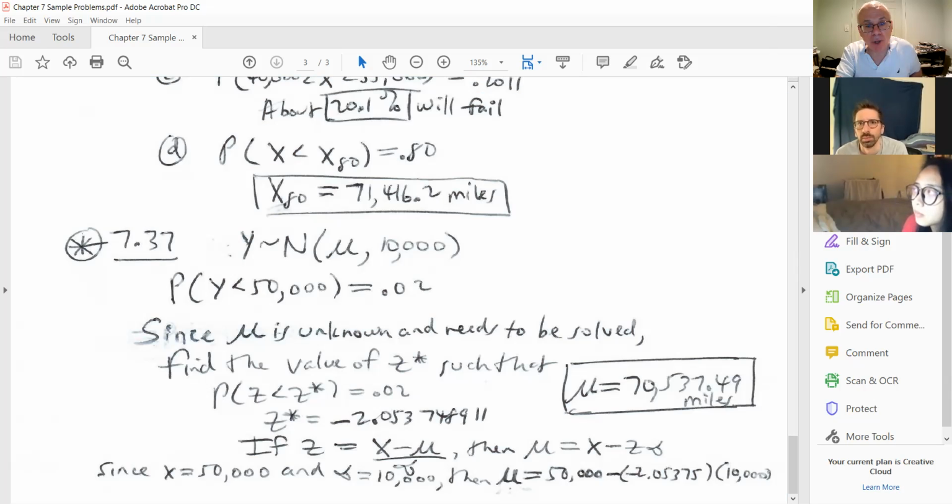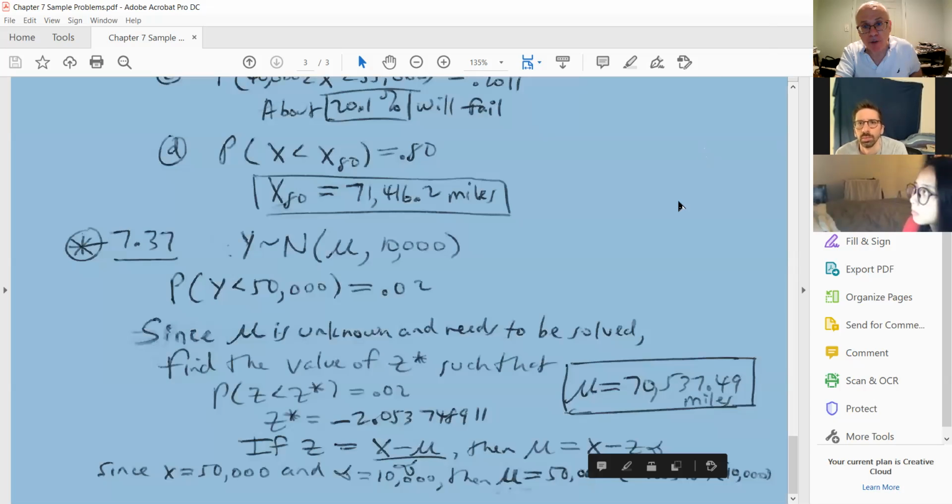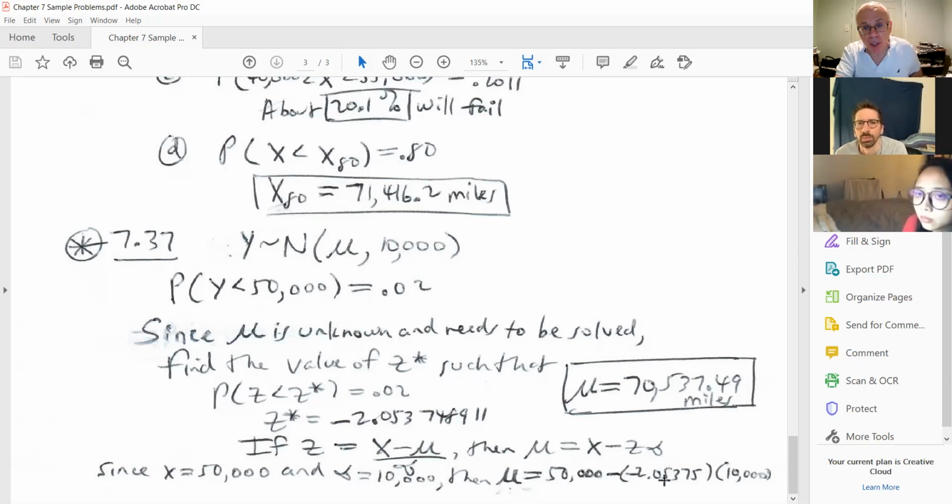The y is 50,000. Okay, the y is 50,000. The z is negative 2.05375. And what is sigma? 10,000. So I do this little bit of arithmetic here, and I got mu is 70,537.49. Obviously, they're not going to use this number.